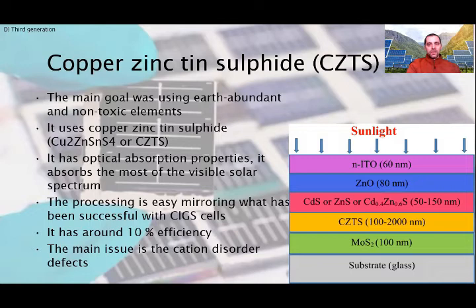A major technological challenge with CZTS solar cell technology involves the management of cation disorder defects, a phenomenon caused by uncontrolled intersubstitution of zinc and copper cations, resulting in point defects that impede the extraction of charge and decrease the open circuit voltage.